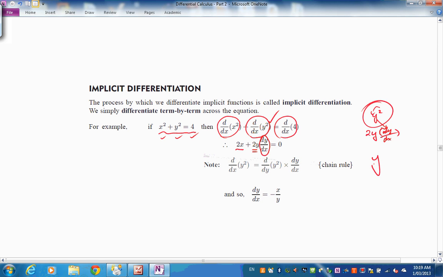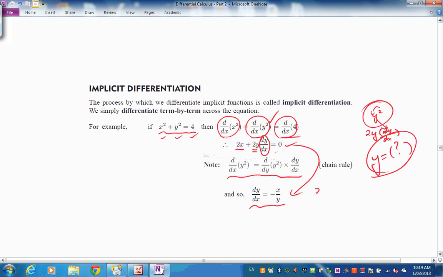But we don't know what y is. It's some function in x, so we use a symbol for it. And then the derivative of 4 is a constant. And after all that, so here's their explanation down here, the derivative of y squared is 2y dy by dx. But after all that, if we rearrange this line, we would find that dy by dx is neg x over y.